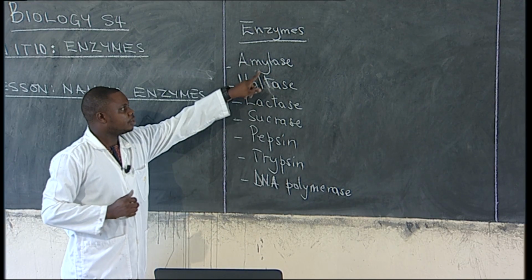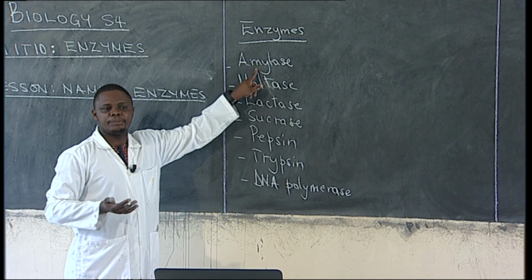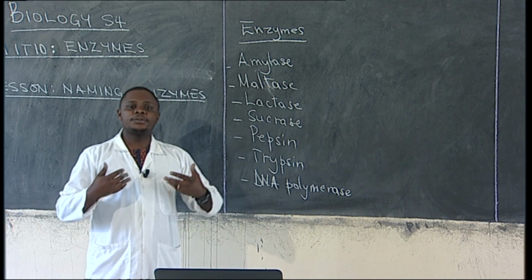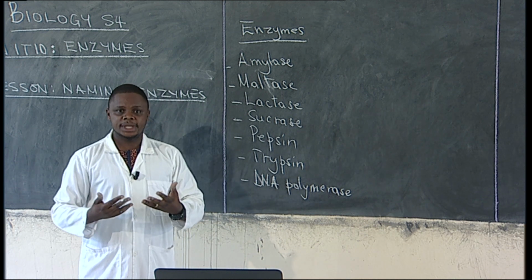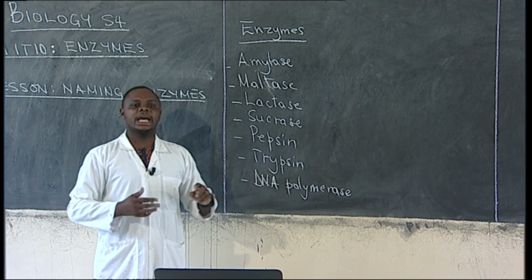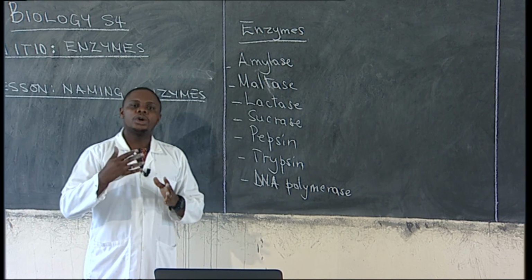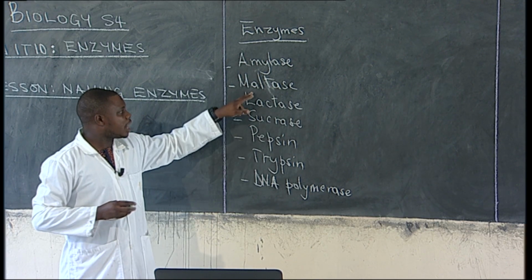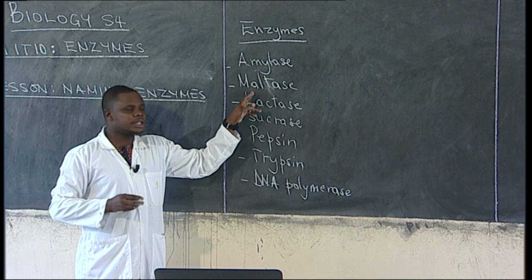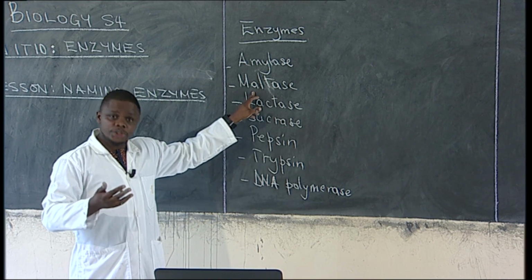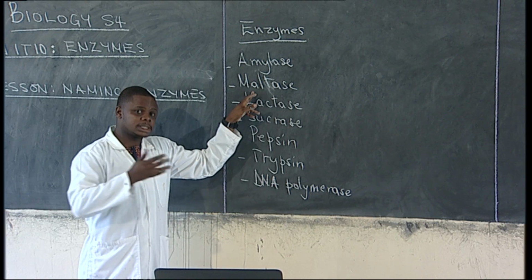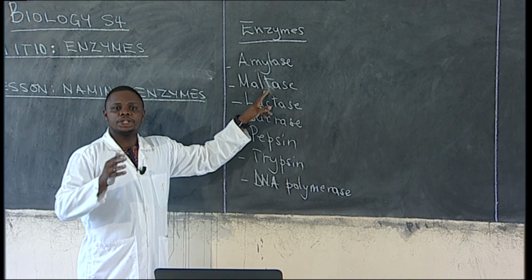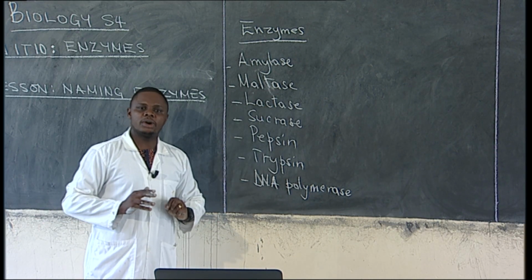Let us take an example. The function of amylase is to break down starch to maltose. Remember, starch, we get it from energy-giving foods like carbohydrates. So this starch is broken down into maltose by enzyme amylase. Then we also have maltase enzyme. The function of this maltase is to break down maltose. Maltose is formed from starch, and then that maltose is broken down by maltase enzyme into two glucose molecules.